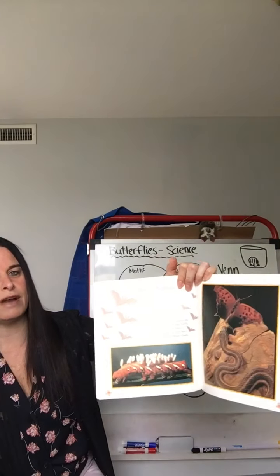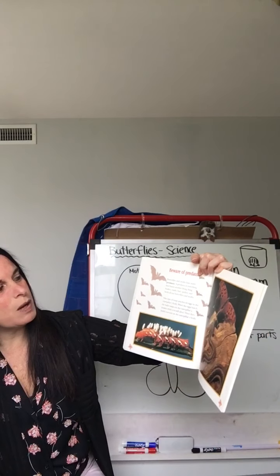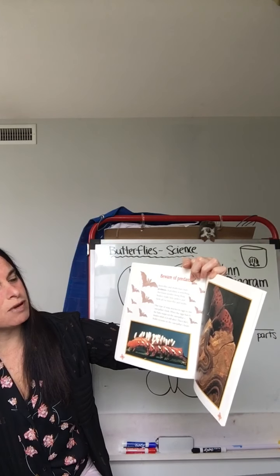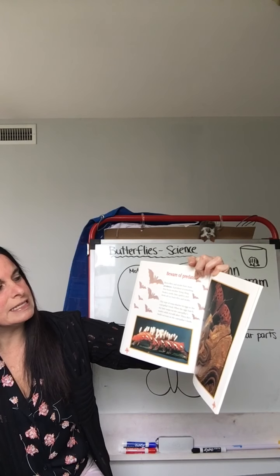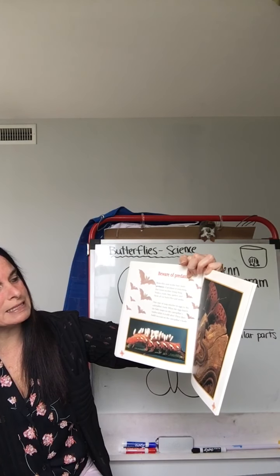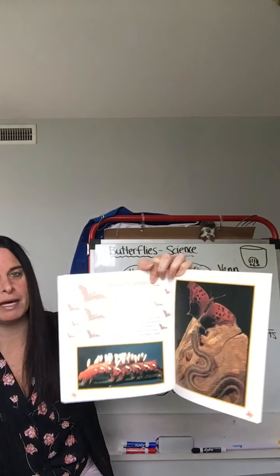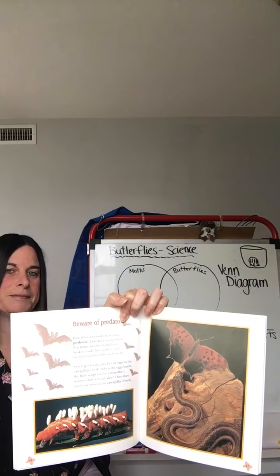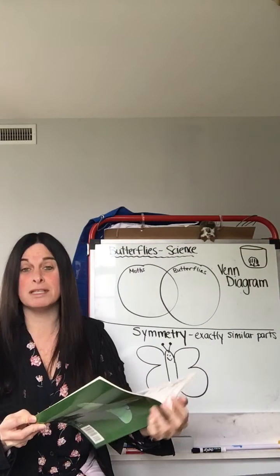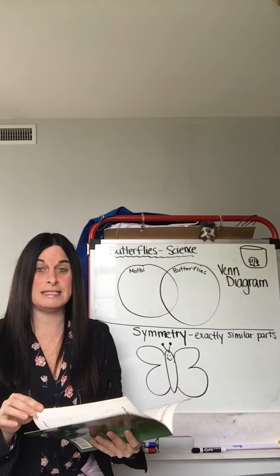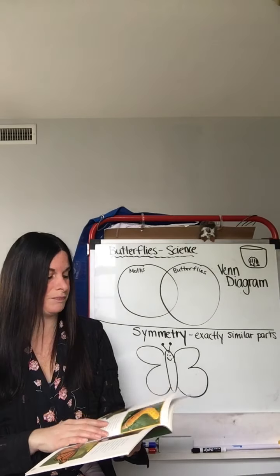Beware of predators. So butterflies and moths have many predators. A predator is something that hunts another living thing. Snakes, toads, bats, spiders, and birds all eat butterflies and moths. So it looks like that's something that's similar, that they have the same type of predators.